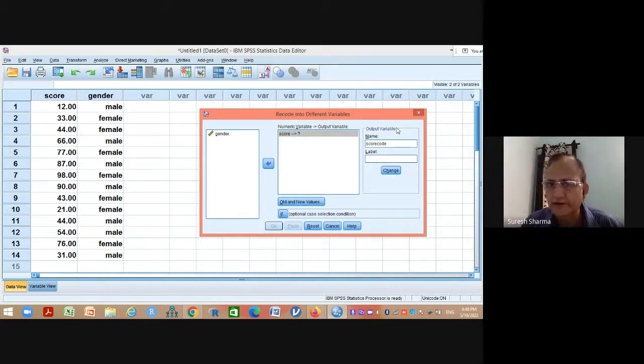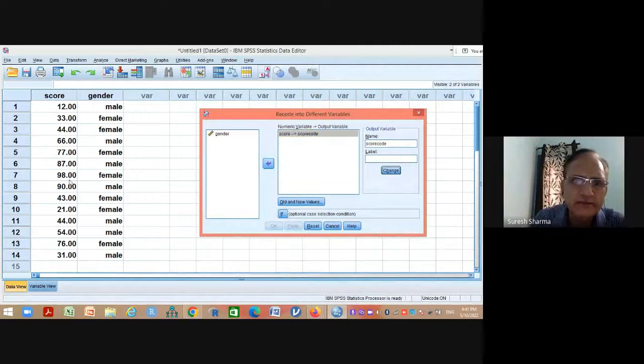I'll explain this thing later. Please don't forget to press this change. Very, very important. If you press this change, then SPSS will generate another variable, and it will be generated next to your vacant cell. So the next vacant cell is here. Automatically this score code name will appear here. That will transform your score to score code. So what do you want?